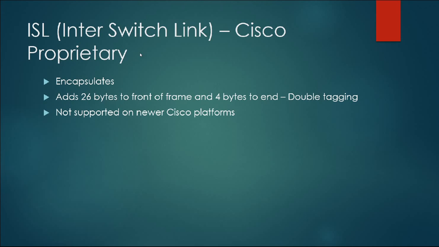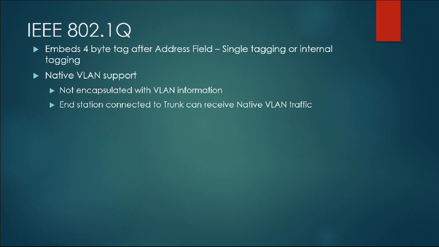But if you do have a Catalyst switch that does support ISL, and dynamic trunking is used to create your trunk between your two switches, ISL will be used over 802.1q. 802.1q embeds 4 bytes into your frame right after the address field. And this is called single tagging or internal tagging.